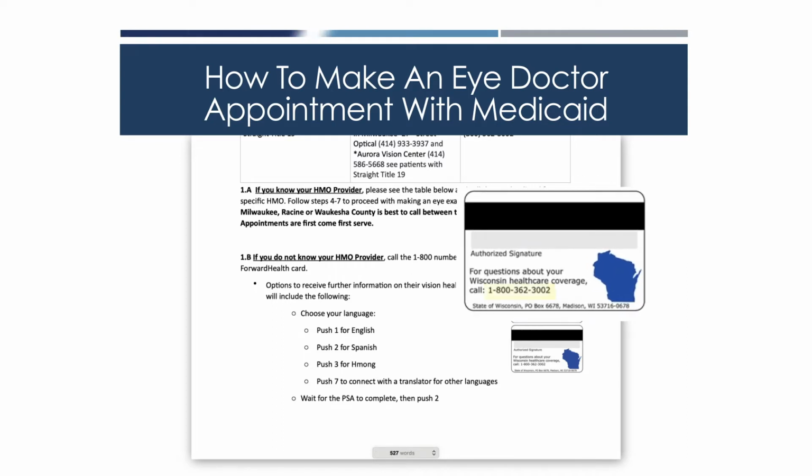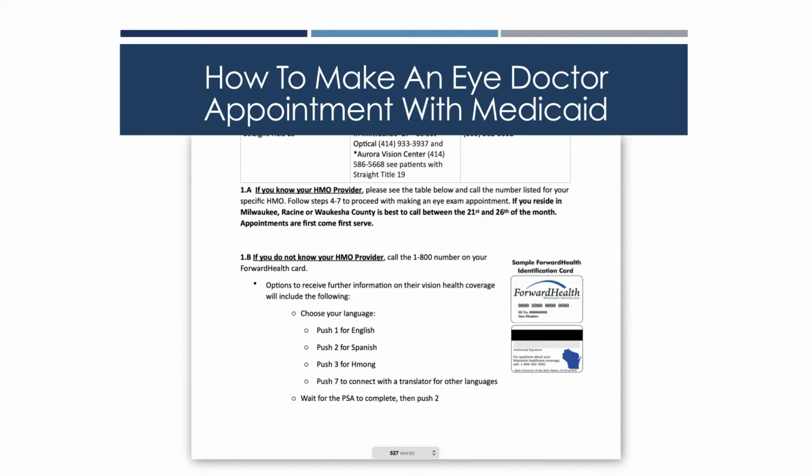There should be a 1-800 number on the back of your Forward Health card. We're going to call that number. From there, you're going to be taken through steps on which language would be best to translate over with the automated system. After you choose your language and go through the PSA steps, the recording is going to ask you for your 10-digit ID number.